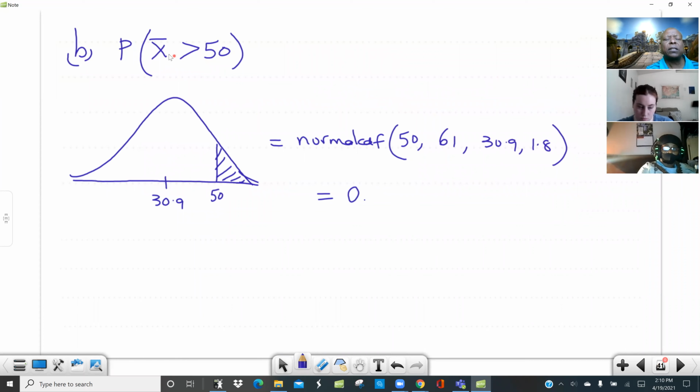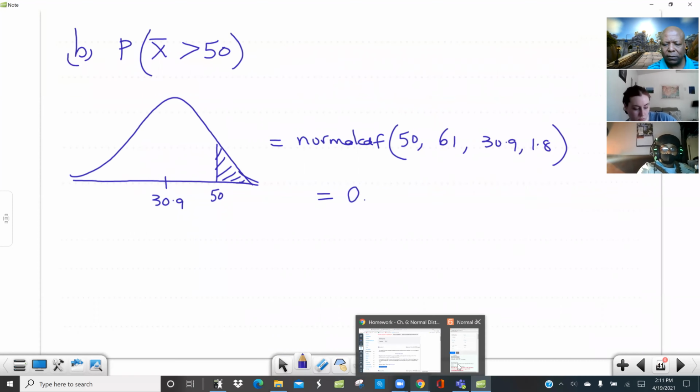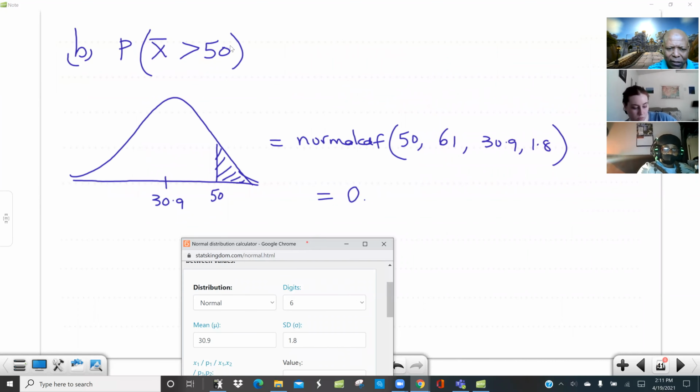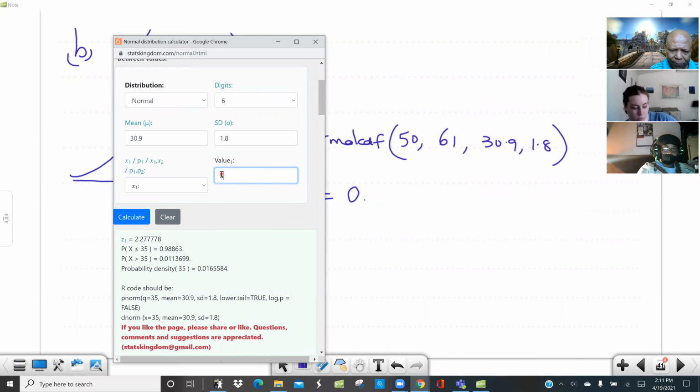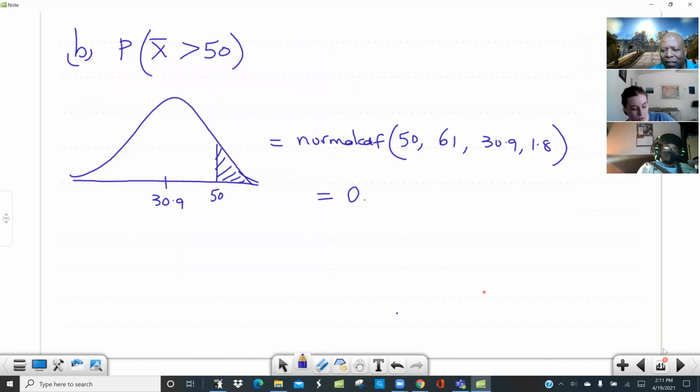Part B, what are the chances of finding a group of 25 with an average age more than 50? Well, let's find out. More than 50, I'm gonna put a 50 here, and I say calculate, and more than 50 is 0. There's no way. There is no way you're gonna find a group of 25 prostitutes with an average age more than 50. That's what the thing's talking about.